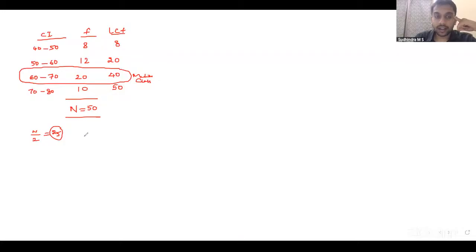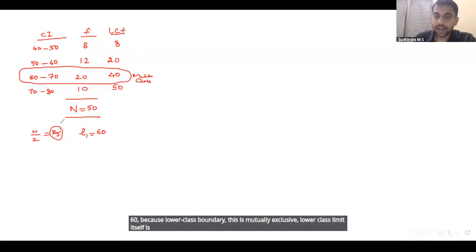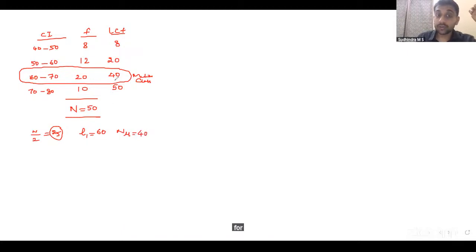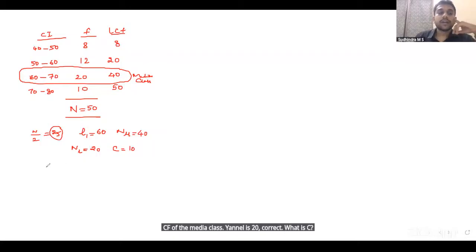If this is the median class, what would be L1? 60, because the lower class limit itself is the lower class boundary, as this is mutually exclusive. We have N by 2 as 25. What is NU? 40. NU is the CF of the median class, NL is 20, correct. What is C? 10. Yes.